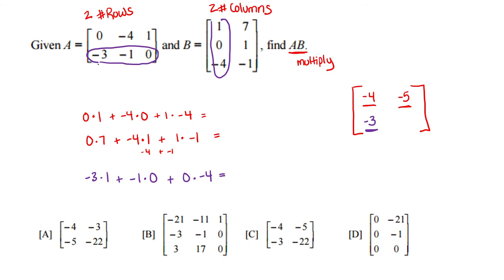Finally, our last one, we take the same row and multiply by our second column. So that's -3 times 7 plus -1 times 1 plus 0 times -1. What do you get? You should have -22. All right, hopefully you found that easy.